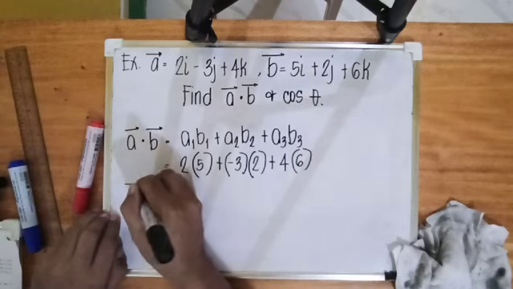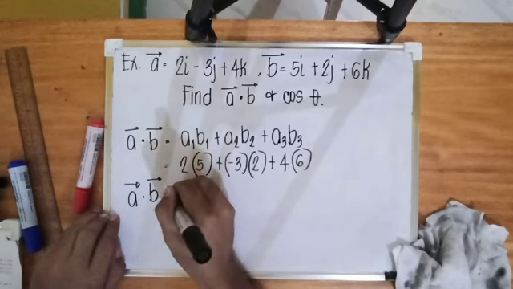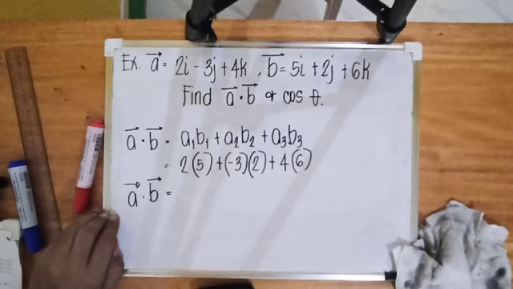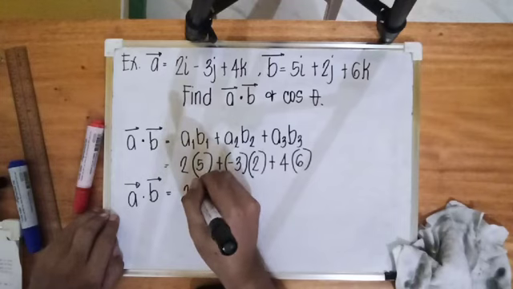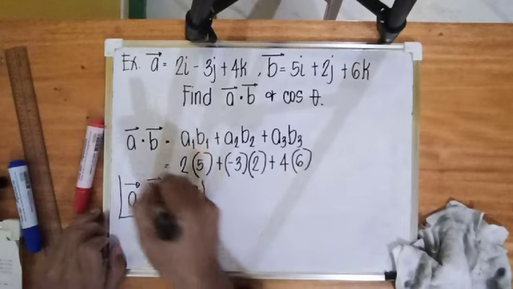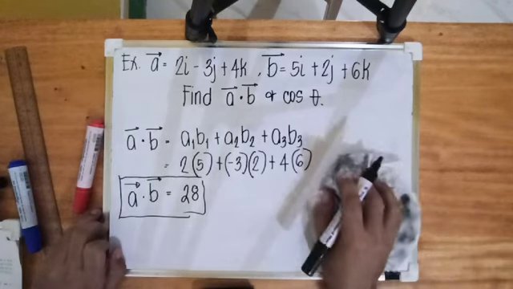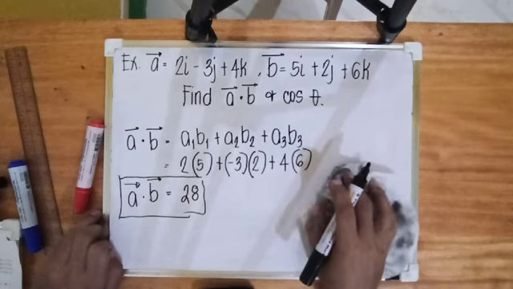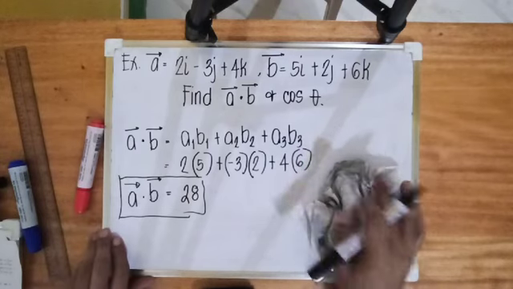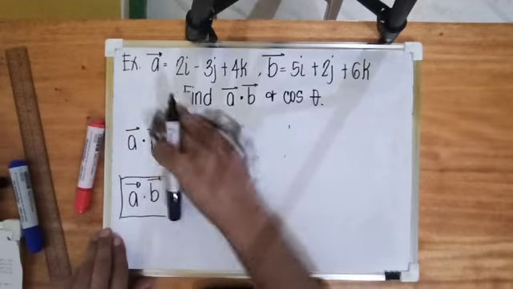So the value of our scalar dot product of vector A and vector B is equal to 10 minus 6 plus 24, which is equal to 28. So nakuha na natin yung ating scalar dot product ng ating vector A and vector B. Now we will proceed to our cosine theta.